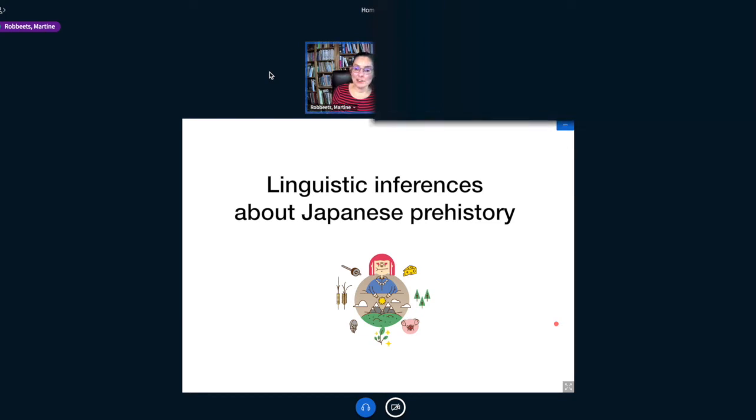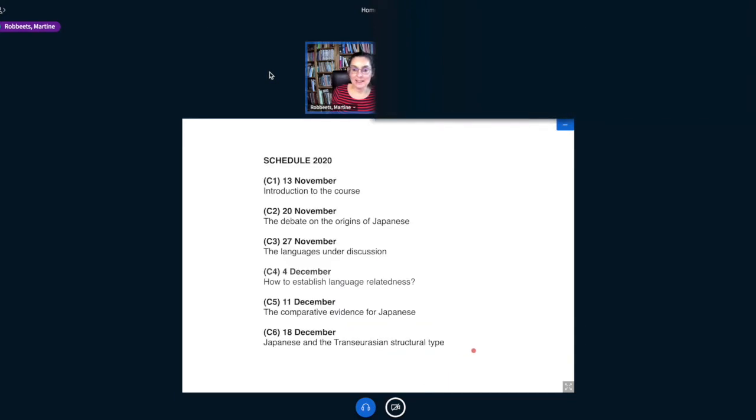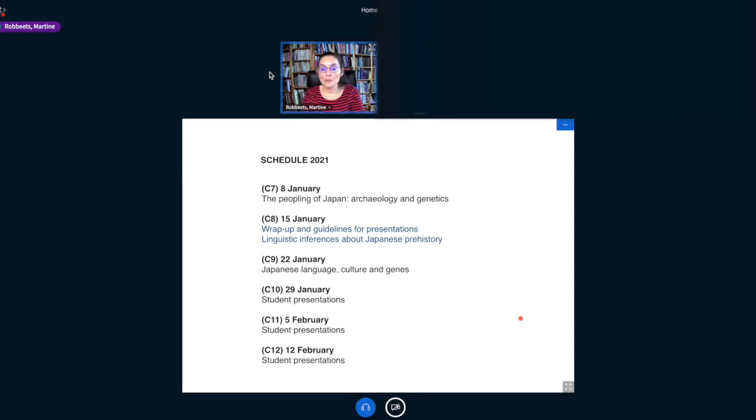Today we will have a class on linguistic inferences about Japanese prehistory. And here you see the schedule so far. Before New Year, we focused on the debate on the origins of Japanese. We had a look at the different languages under discussion. We also discussed the methodology about how to distinguish language relatedness. And then we came to the comparative evidence for Japanese morphology and lexicon, words and grammar. And in the last class of last year, we then focused on structural features. And this year, we moved on to a more interdisciplinary approach.